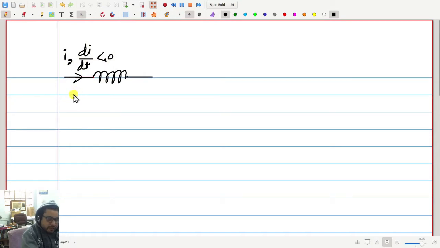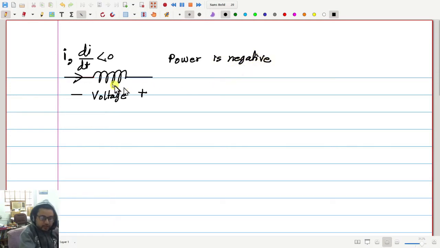That means the left side will be negative and the right side will be positive. So that will be the voltage. So that means the current is entering through the negative potential, and so basically power is negative. So as you correctly pointed out, power negative, power means what? Power fed into this inductor.